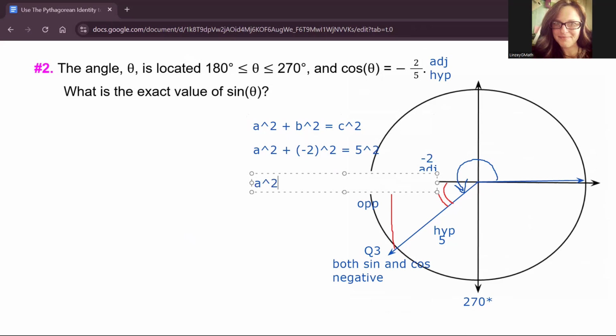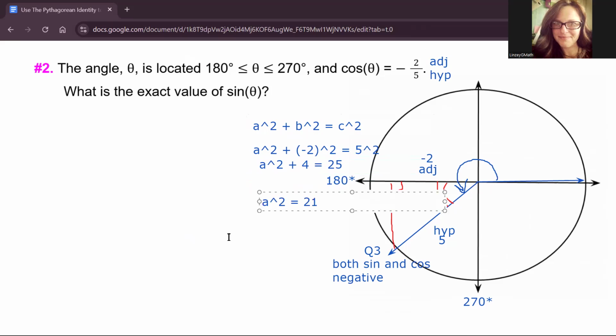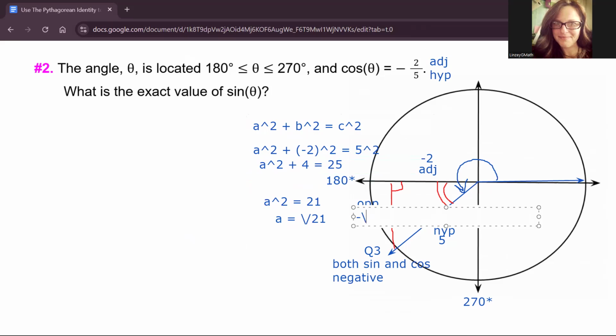And we get a squared plus 4 is equal to 25. We'll make sure that you can see that. And we'll subtract 4. 25 minus 4 is 21. And we'll take the square root. Square root of 21 is our opposite side. And it is negative since we had to go down to get to this point on the unit circle.